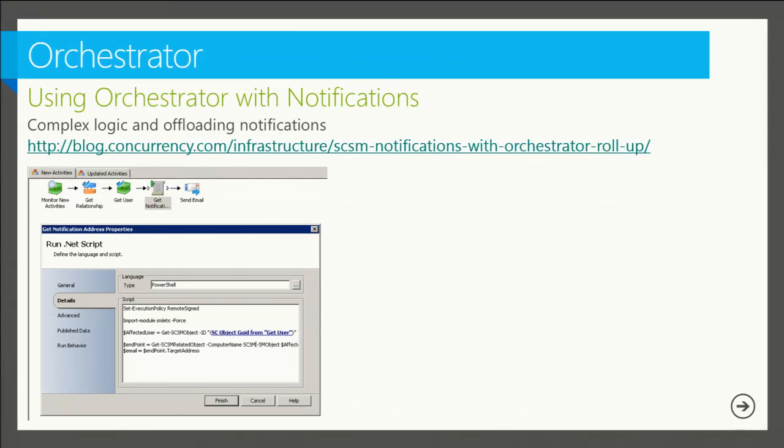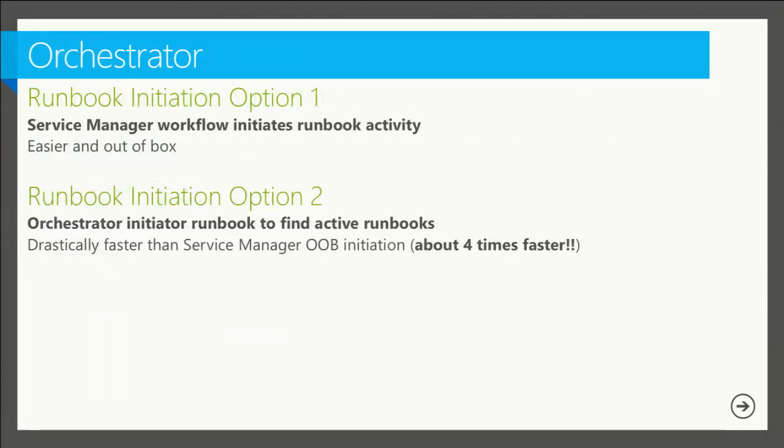Now note that the notification endpoint is not a retrievable class using the Orchestrator get object. So you do need to use the PowerShell cmdlets to return that. I have a blog on it, so you can go check that out if you want. And that's how you can go about getting that notification endpoint. If it matches the UPN, then you're simple. Like most companies, it matches the UPN, and you don't need to do that. Some it doesn't. All right, runbook initiation.